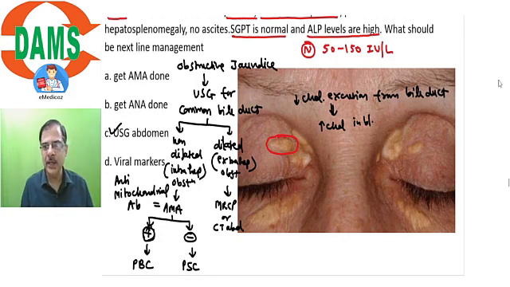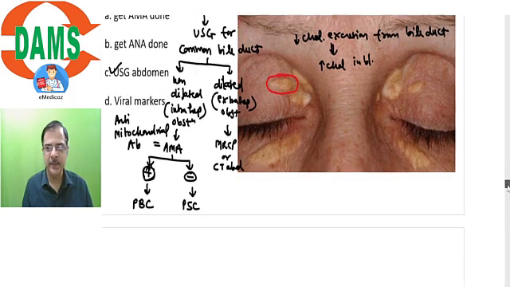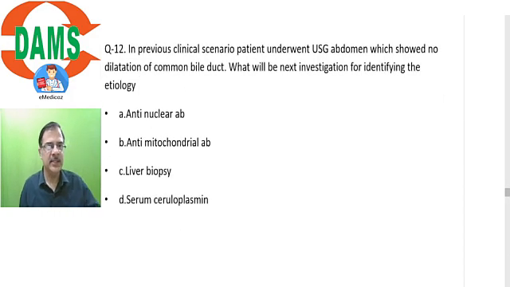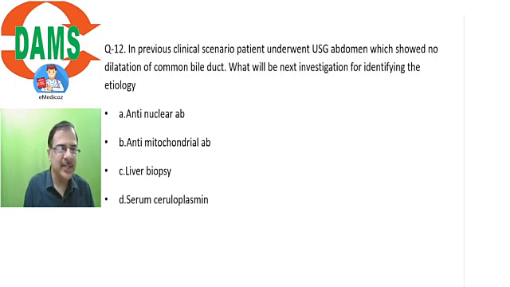Now coming to the next one. Okay, let's see. Same patient. We have already discussed this in the previous clinical scenario. The patient underwent ultrasound, which shows no dilatation of the common bile duct. What will be the next investigation in identifying the etiology? So the answer is anti-mitochondrial antibody.